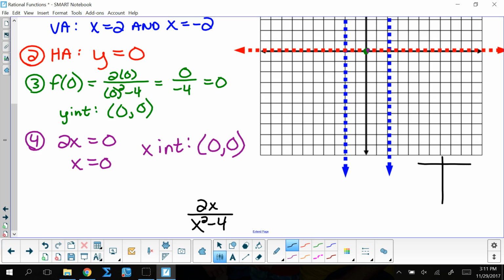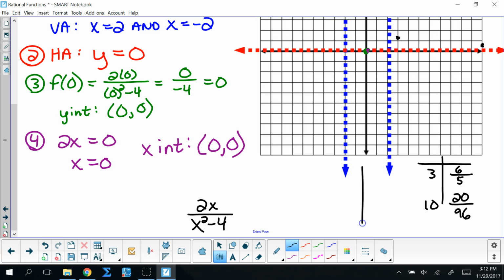So I would pick 3 and 10. If I put 3 into my function, 2 times 3 is 6. 3 squared is 9, minus 4 is 5. That's a little bit more than 1. So that's that point right there. Put in 10. 2 times 10 is 20. 10 squared is 100, minus 4 is 96. Positive, but yet closer to 0. So I'm right there.